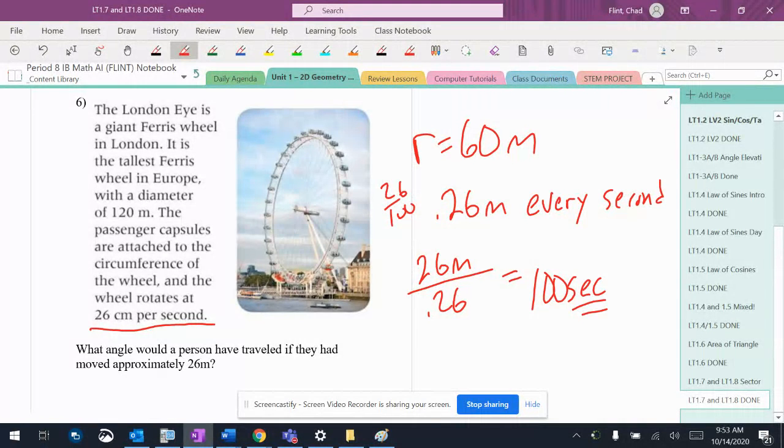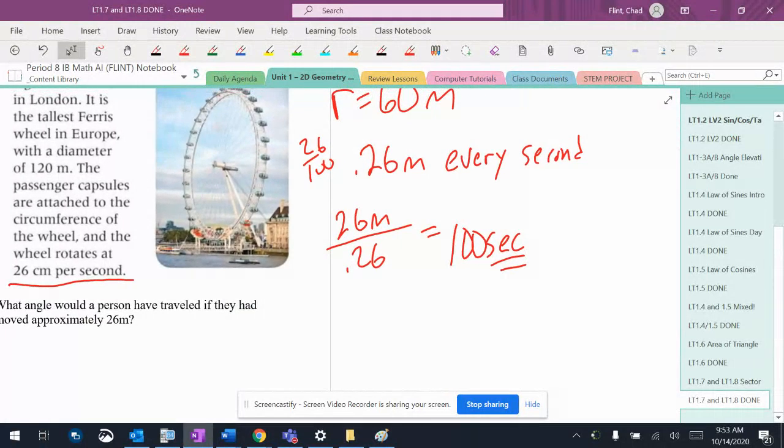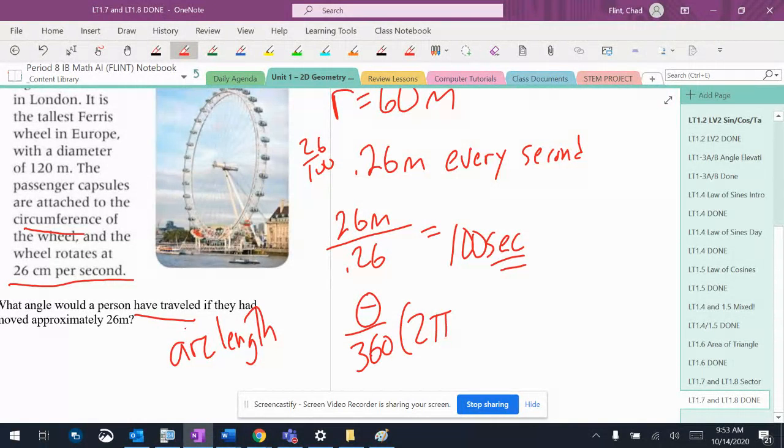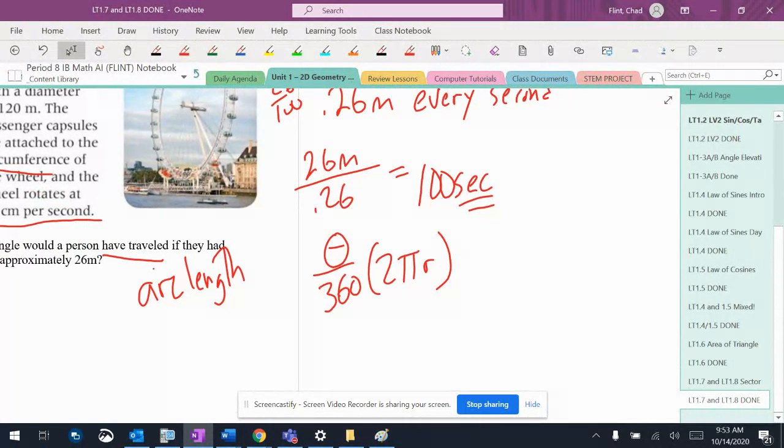I actually didn't need to know that because the formula, it says here, circumference, and then it says how far would they have traveled. That's an arc length. So sometimes these problems, when cold like this, I have to really think about them out loud. So you hear what I'm thinking about. So theta over 360 times 2 pi r. So like I said, the seconds didn't matter at all unless it asked me for something like that. Just make sure that they're in meters and meters.